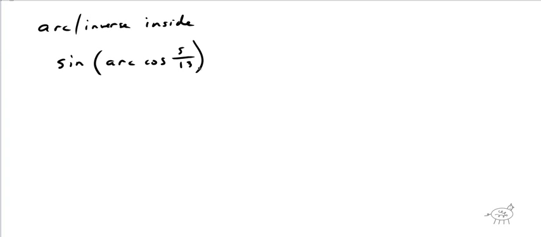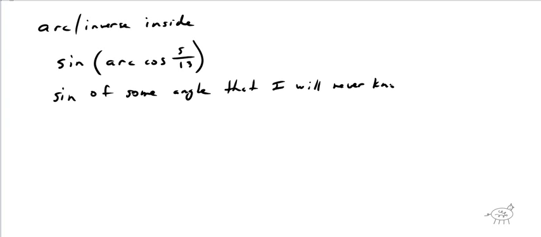Well, here's the deal. What I'm really asking is, I'm finding the sine of some angle that I will never know. So this is kind of like a theta here. It's like sine of some theta. Well, what we're going to do is we're going to draw a picture. And that picture is based on that arc cosine.